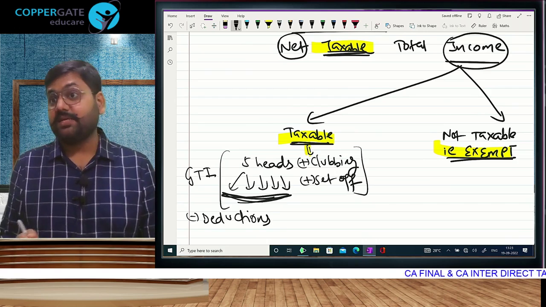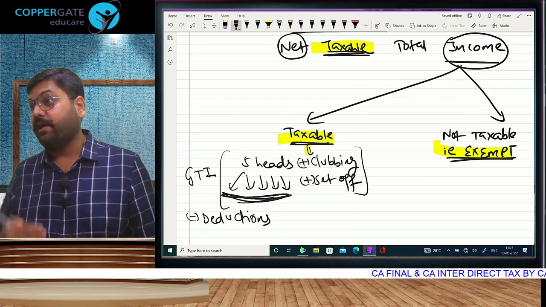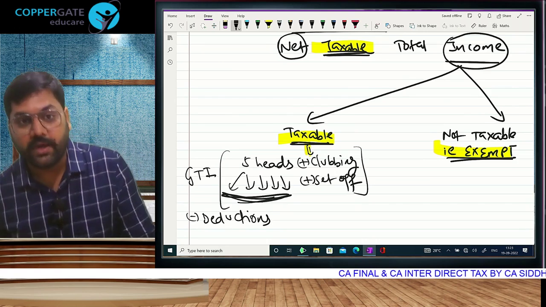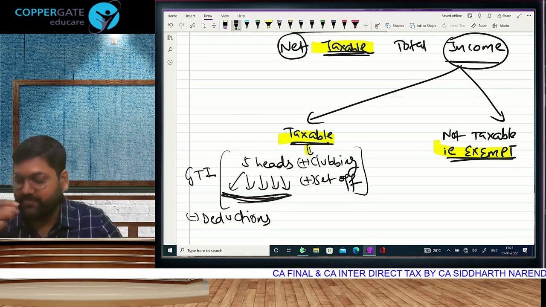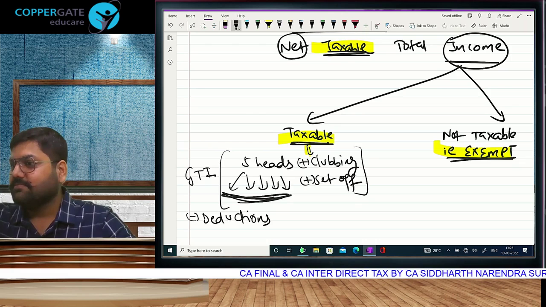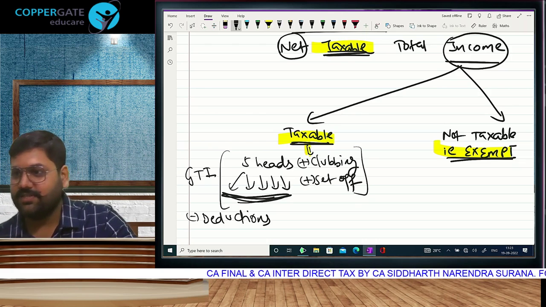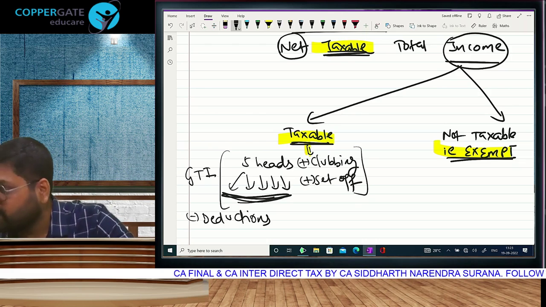Examples are the life insurance premium that you pay, the medical insurance premium that you pay. Your agents must be telling you. Anybody has insurance agent in life, in house? Life mein to everyone has insurance agents. In your house, do you have an insurance agent?